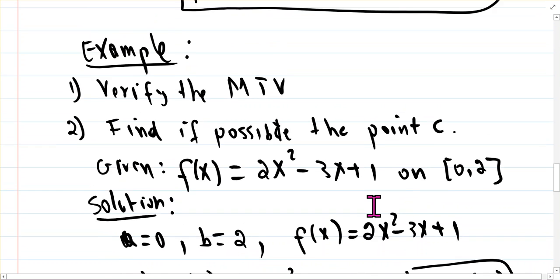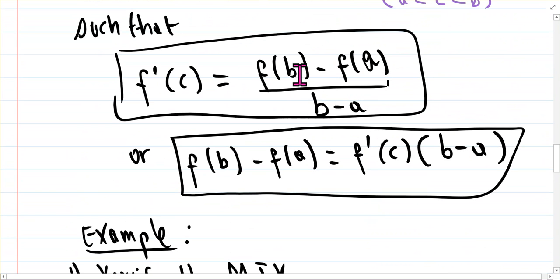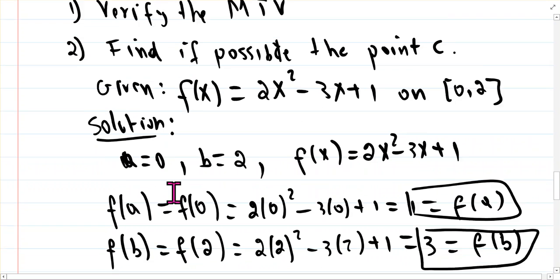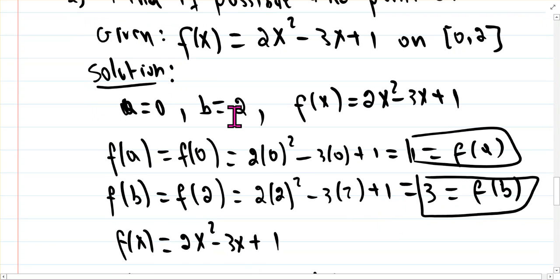So based on the mean value theorem, we need to find f of b and f of a. Since a is 0, to find f of a, we plug in 0 for x into the function f of x. When you plug in 0 for x, you get f of a is 1. And then to find f of b, you plug in x equals 2 into the function to get 3.